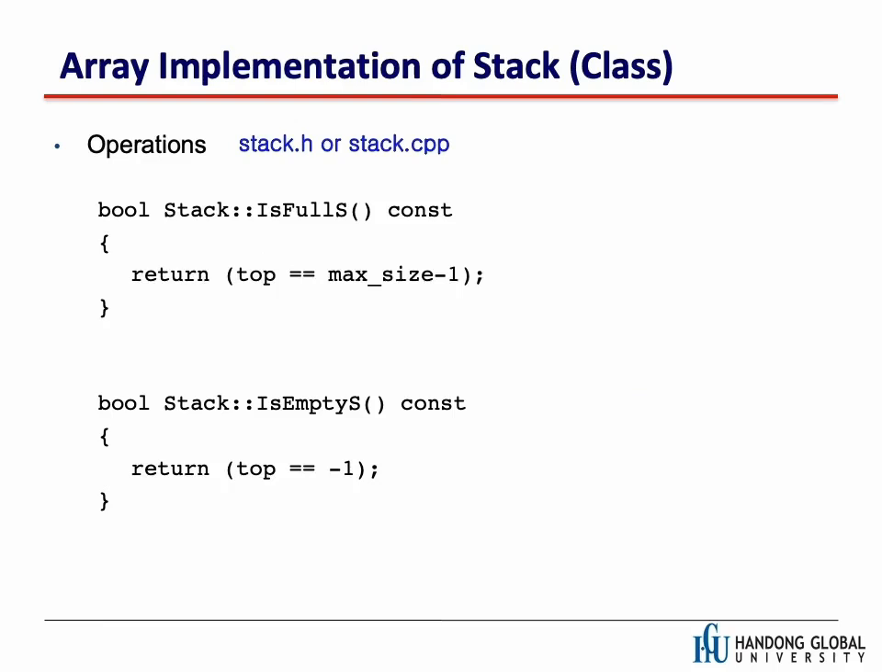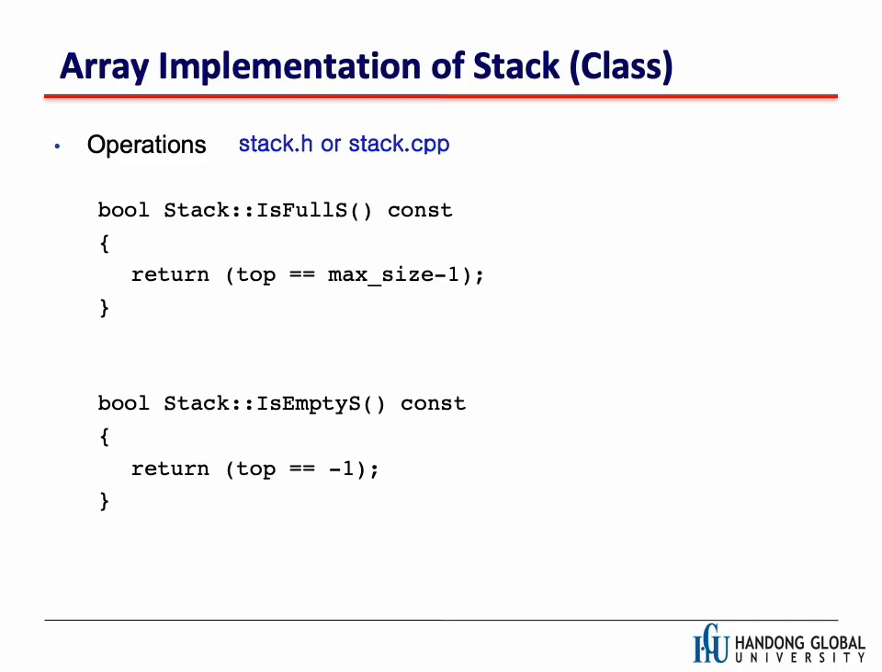And we have to implement the full and empty member functions. Okay, and the return types are booleans. And then you don't have to worry about this constant keyword. Just ignore that. If you don't like it, you don't have to use this constant. Okay, so ignore that for now. And then for the full function, we return top equal max size -1.